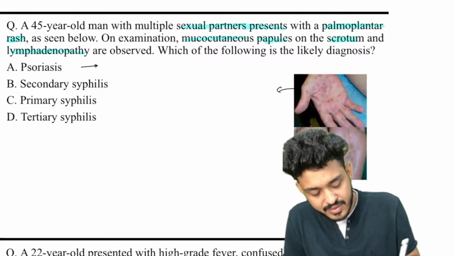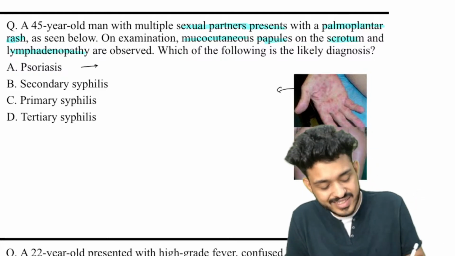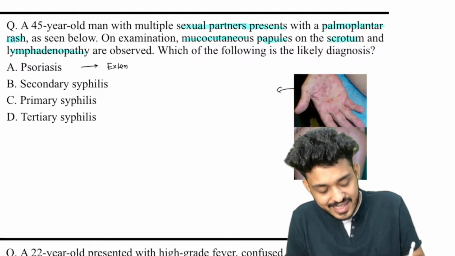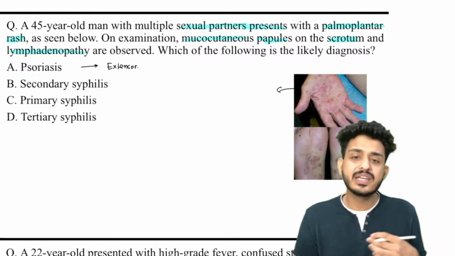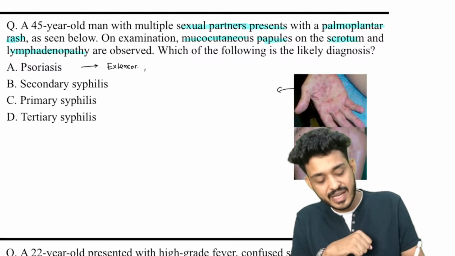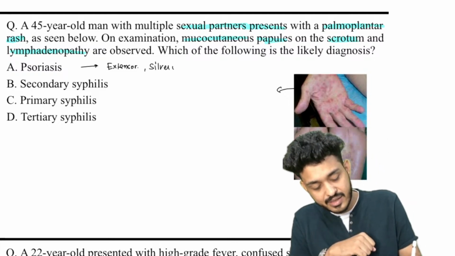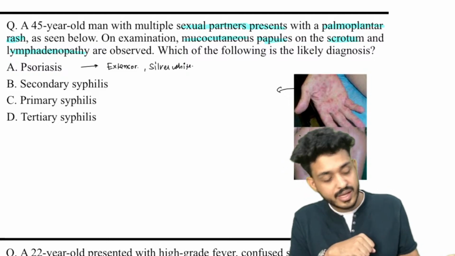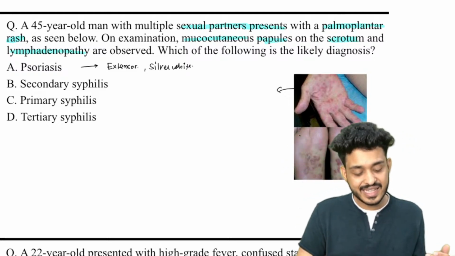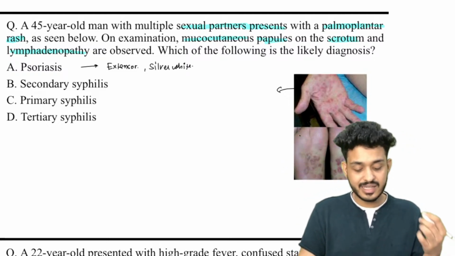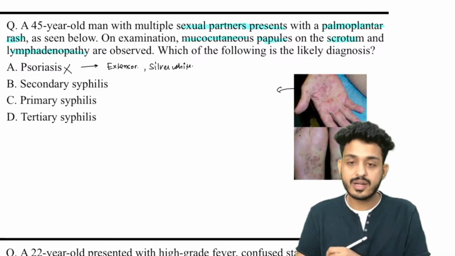Psoriasis, remember guys, we have studied psoriasis in dermatology. Psoriasis will be present on which surface? Extensor surface. It will be having which kind of scales? It will be having silvery white scales. So we cannot think in terms of psoriasis over here. It is not psoriasis, so psoriasis is already ruled out, right?